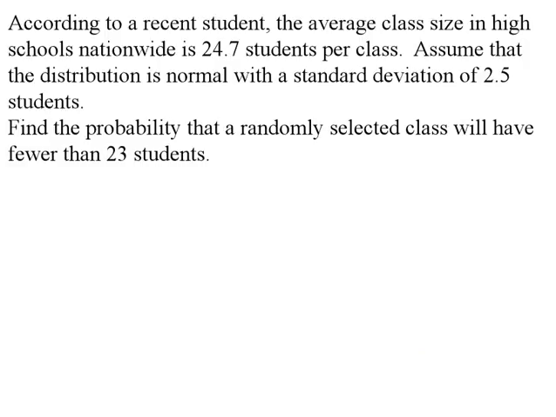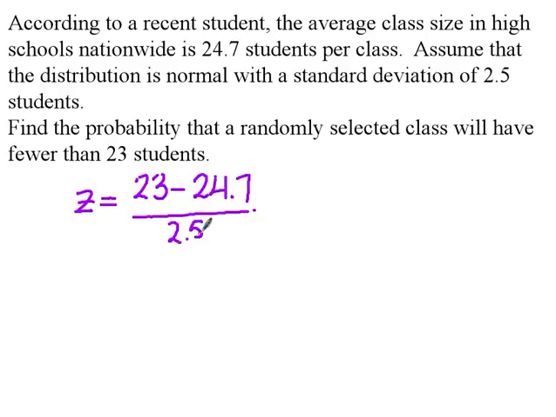According to a recent study, the average class size in high school nationwide is 24.7 students per class. Assume that the distribution is normal with a standard deviation of 2.5 students. Find the probability that a randomly selected class will have fewer than 23 students. What am I going to do here? Yep, equals. Yep. Okay, why don't I have to do the step that I just got to doing? It's not a sample. Whenever you have to do a sample, that's when you have to account for that.